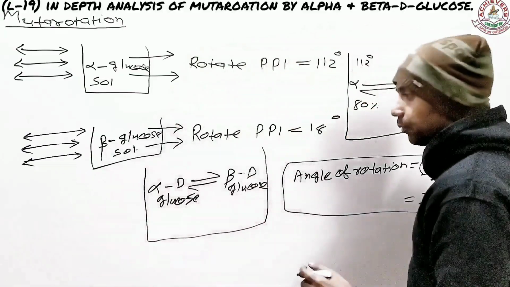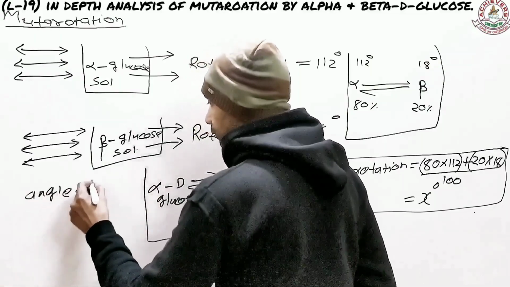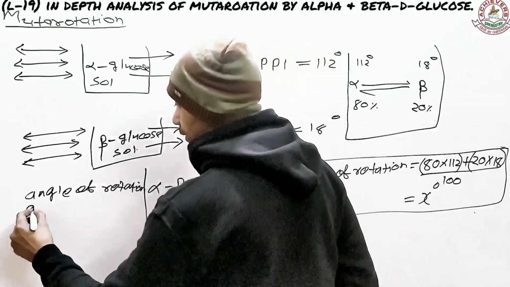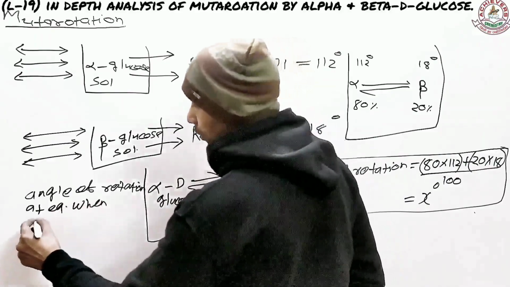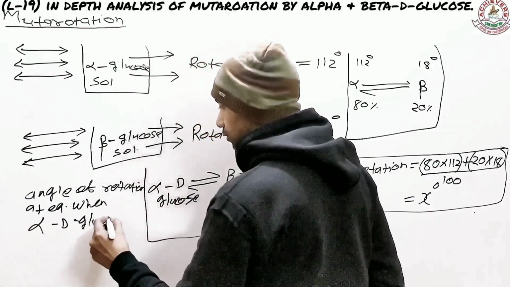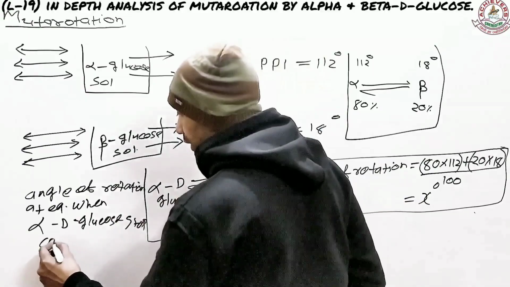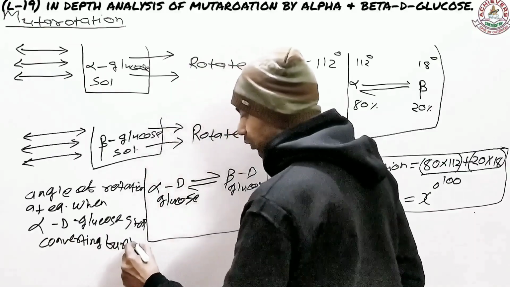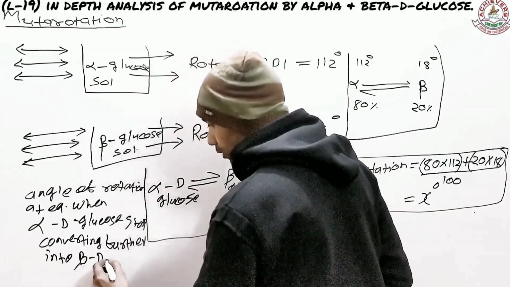So in case you need, let me write, because you might need it here. It is defined as angle of rotation at equilibrium when alpha D glucose stops converting further into beta D glucose.